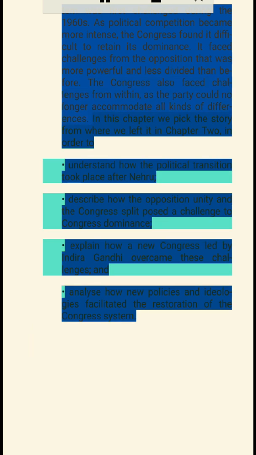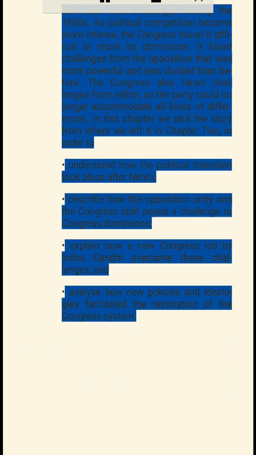In this chapter we pick the story from where we left it in Chapter 2, in order to understand how the political transition took place after Nehru, describe how the opposition unity and the Congress split posed a challenge to Congress dominance, explain how a new Congress led by Indira Gandhi overcame these challenges, and analyze how new policies and ideologies facilitated the restoration of the Congress system.